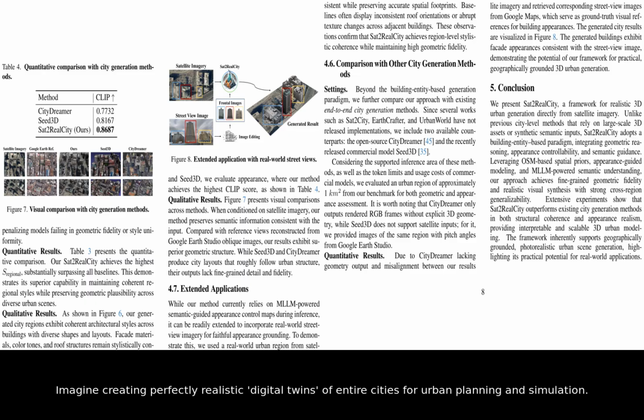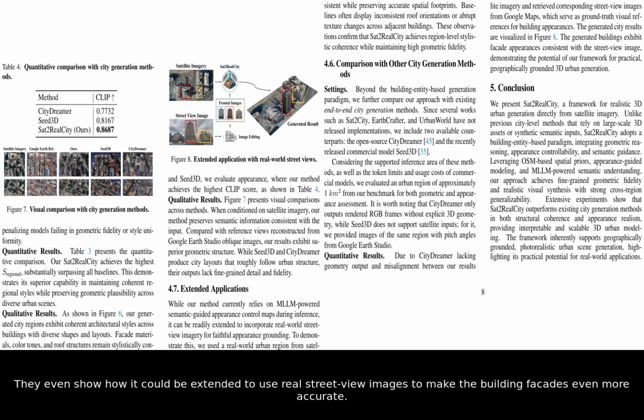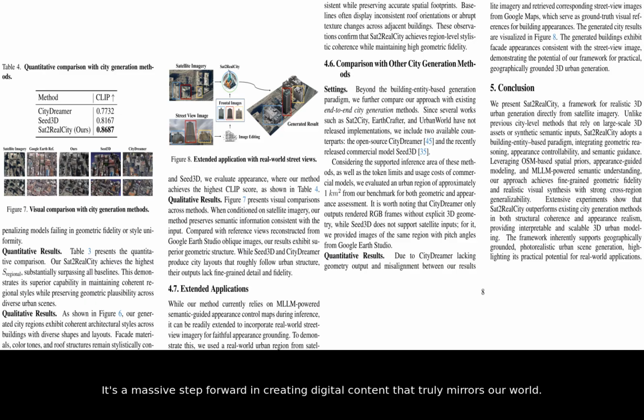Imagine creating perfectly realistic, digital twins of entire cities for urban planning and simulation. This could also be used to automatically generate vast, diverse, and realistic worlds for video games and movies. They even show how it could be extended to use real street view images to make the building facades even more accurate. It's a massive step forward in creating digital content that truly mirrors our world.